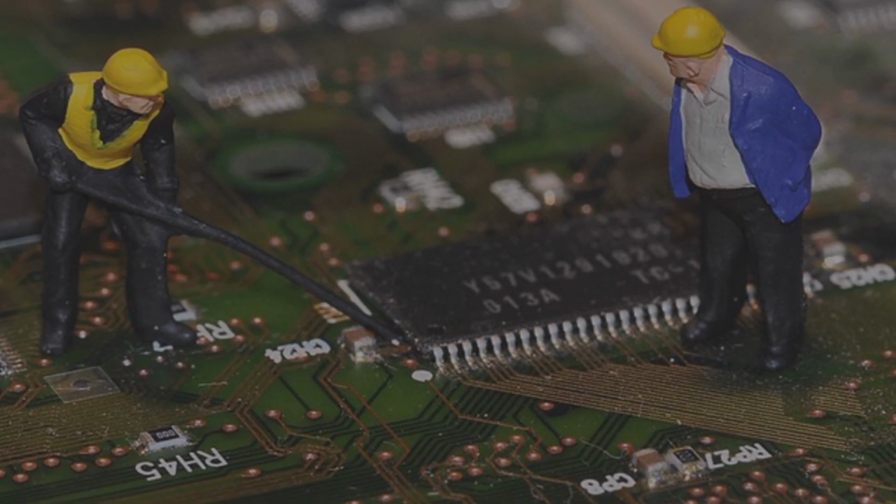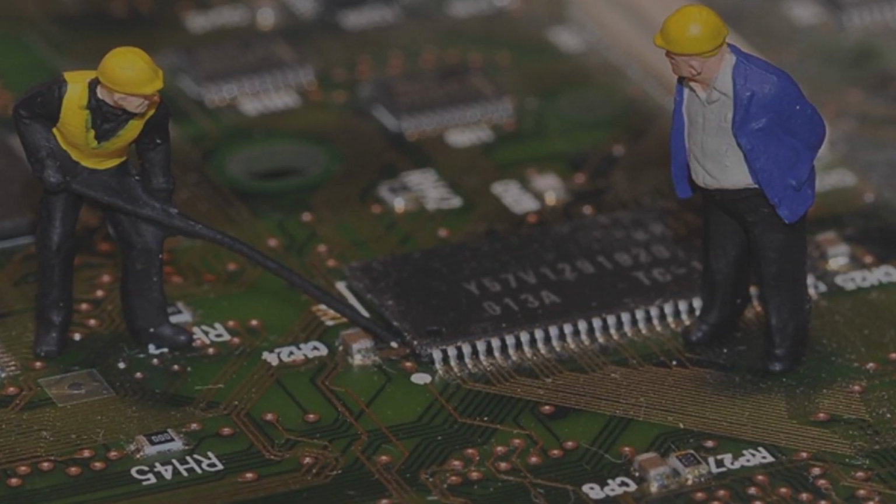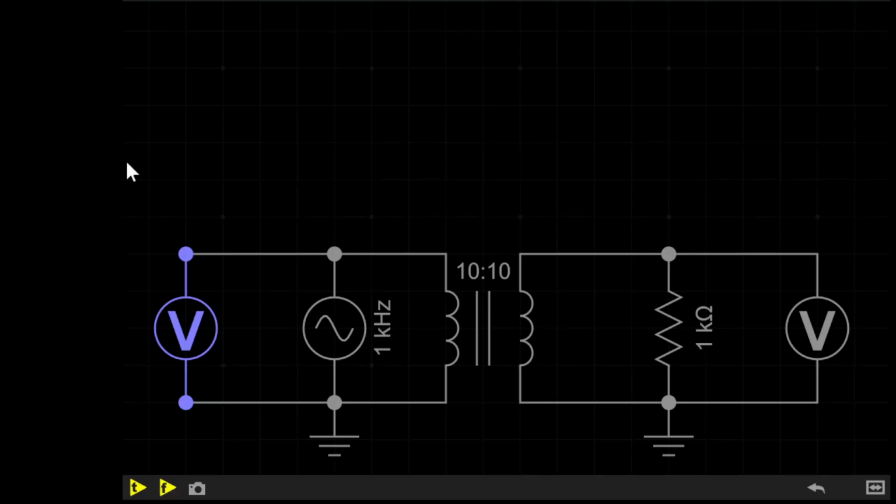This video will explain what a transformer is and show you how to use them. A transformer is a device which transfers an alternating current or AC signal from one circuit to an AC signal in another circuit. Transformers are mainly used to either change the voltage level up or down, or to add safety.